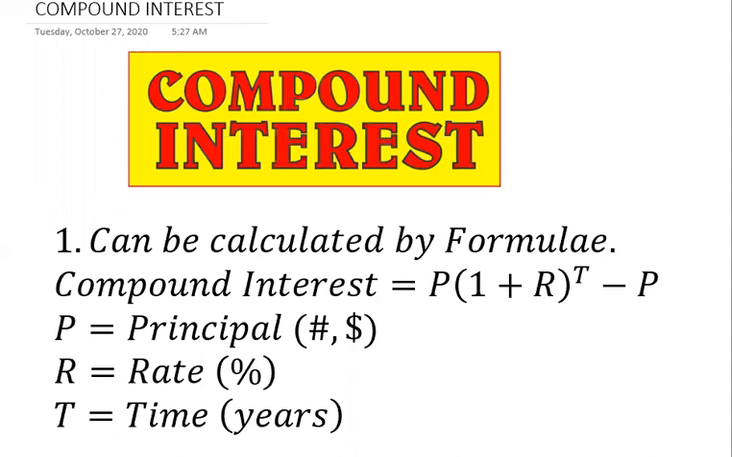We can use a compound interest formula, which is on the screen. As you can see, we have it on the screen. Principal, open bracket, 1 plus rate, all raised to power time minus our principal. By implication, it means compound interest equals P into 1 plus R raised to power T minus P, where our P is the principal, our R is the rate, our T is the time. Our principal is usually in monetary form because we are dealing with money, and our rate in percentage and our time in years. We can use this formula to calculate our compound interest.